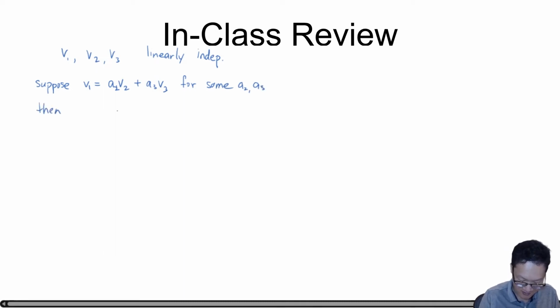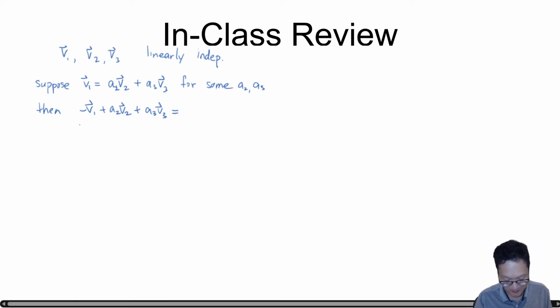Then we can actually move the v1 to the right side. So subtract v1 from both sides. And what we would have is negative v1 plus a2 v2 plus a3 v3 equals, let me actually just be completely clear and put all the arrows above every vector. Okay, so last step, minus v1 plus a2 v2 plus a3 v3 equals the 0 vector.